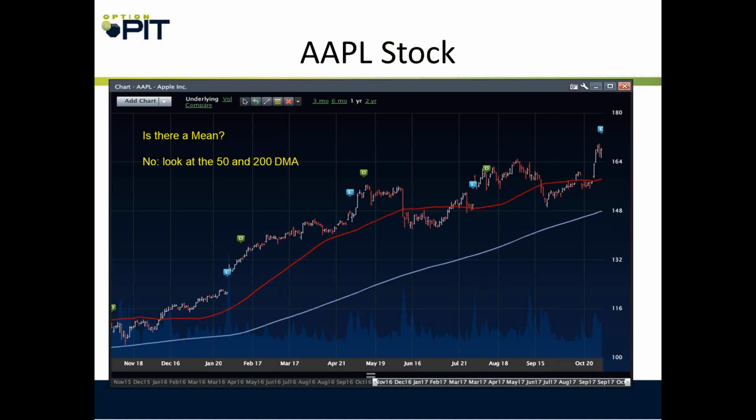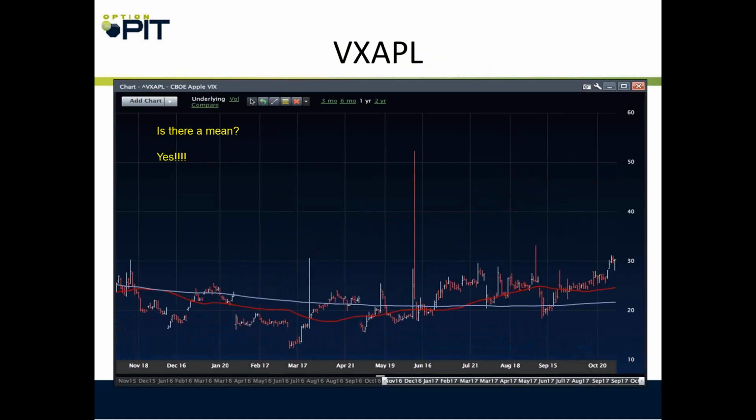The answer is no, it does not. Now here is the VIX of Apple. So this is implied volatility of Apple options using the VIX methodology, which I'll discuss shortly. So basically this is the implied volatility of Apple. Now you look at that 200-day moving average. Does that look like it has mean reverting characteristics?